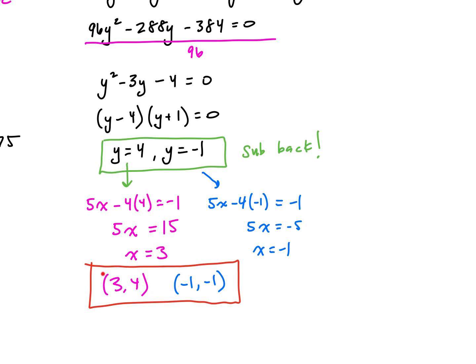Remember, we write our answer as the ordered pair. When y is negative 1, we got x to be negative 1. So there are the two ordered pairs between our ellipse and our line. Makes sense that we only have two intersections. Let's take a look at the next example.